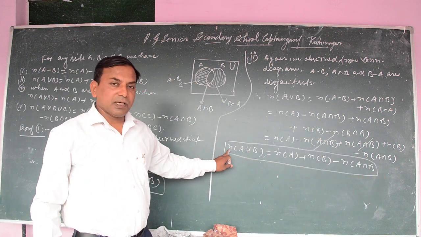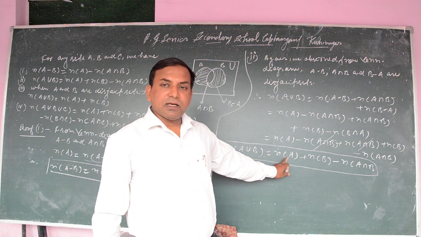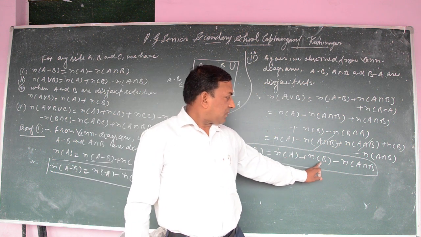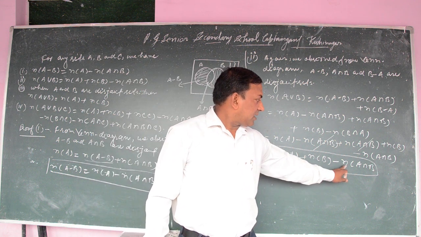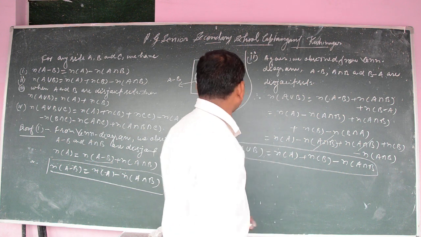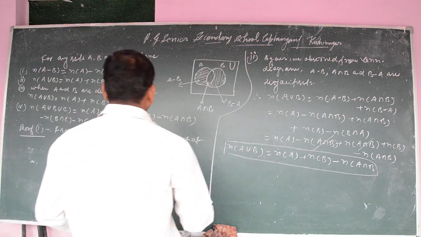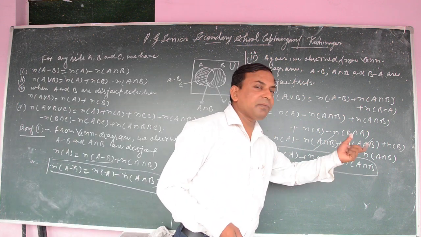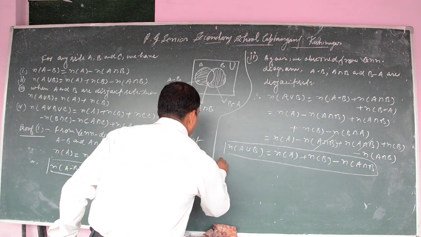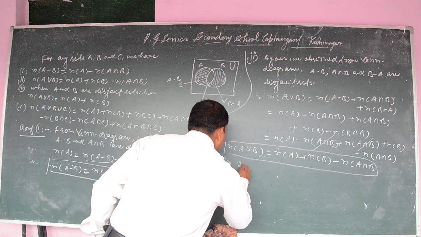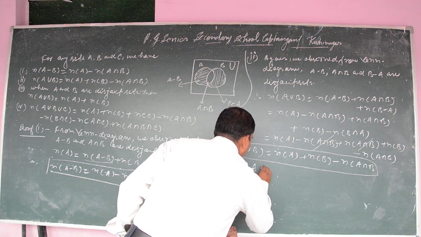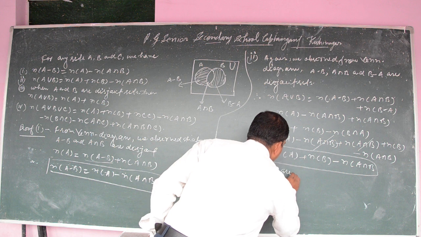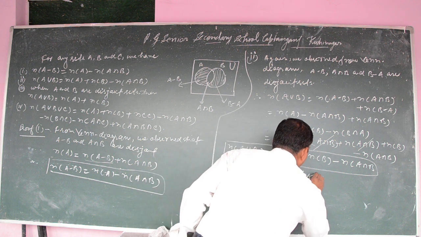Cardinal number of A union B equals cardinal number of A plus cardinal number of B minus cardinal number of A intersection B. Now third, in this formula, if A and B are disjoint sets.